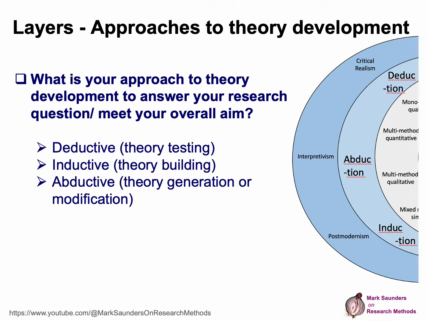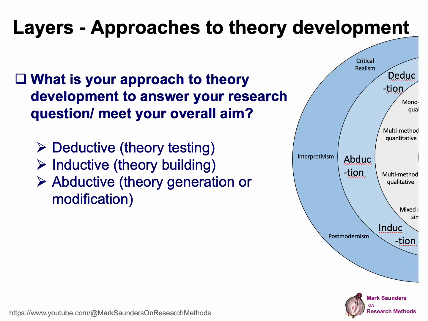The second layer of the onion, moving from the outwards inwards, is approaches to theory development. This prompts you the question, what is your approach to theory development to answer your research question or meet your overall aim? And there are 3 different approaches to theory development. There's where we already have a theory and we collect data to test it, so a theory testing or deductive approach. There is another approach where we build theory from the data we collect, so we start with data and build theory from it, inductive approaches. And then the final approach is theory generation or modification.